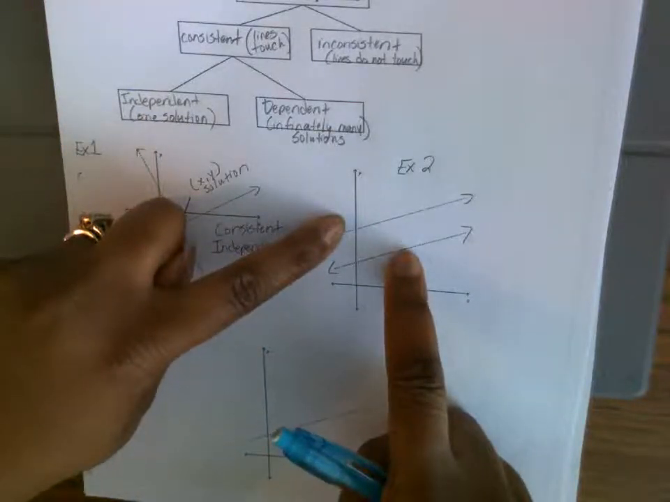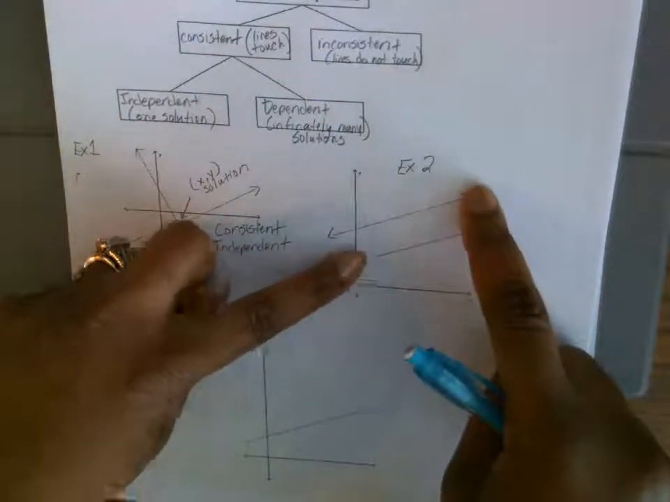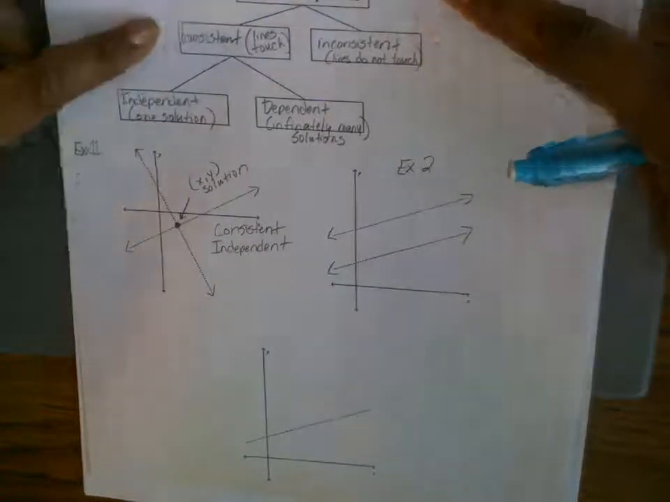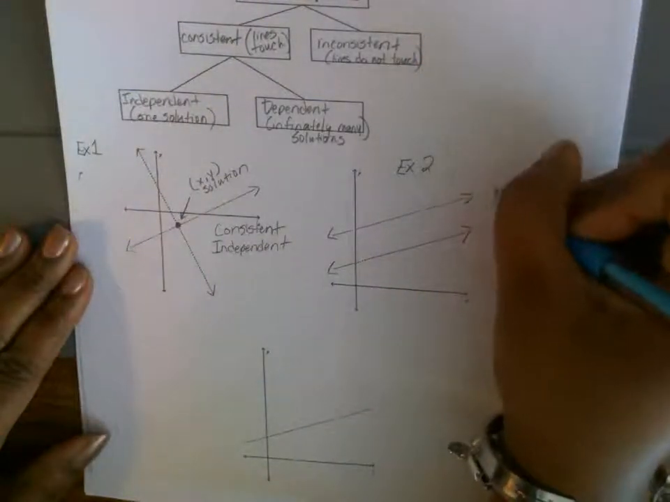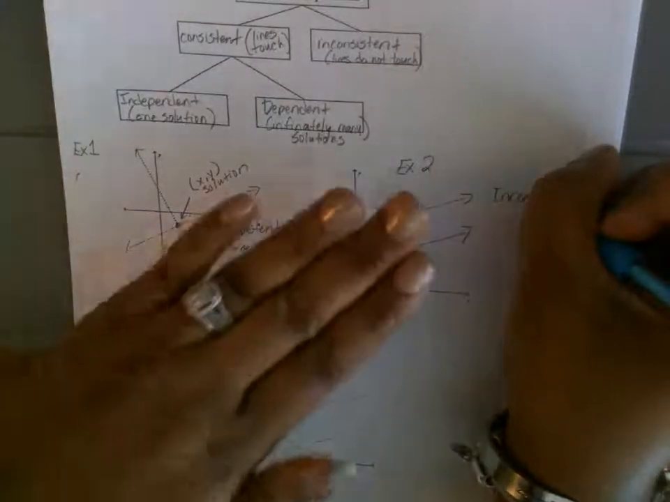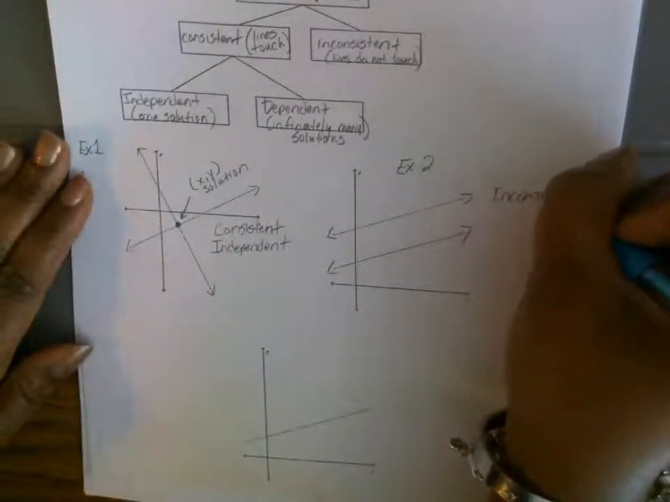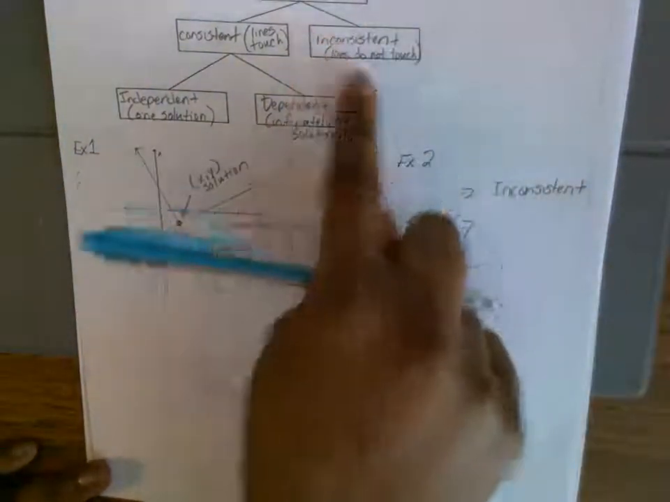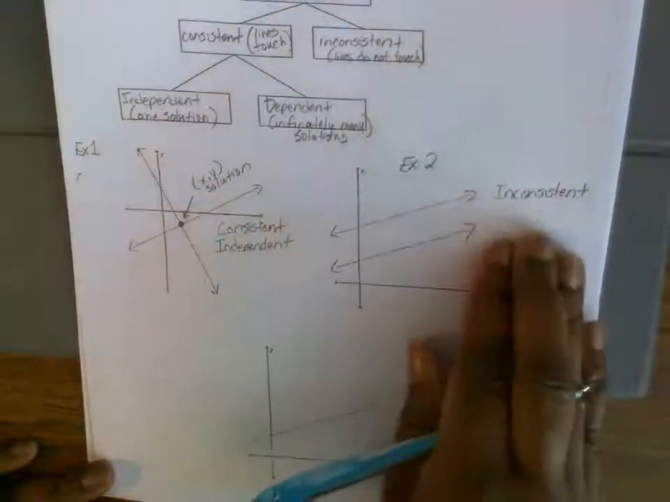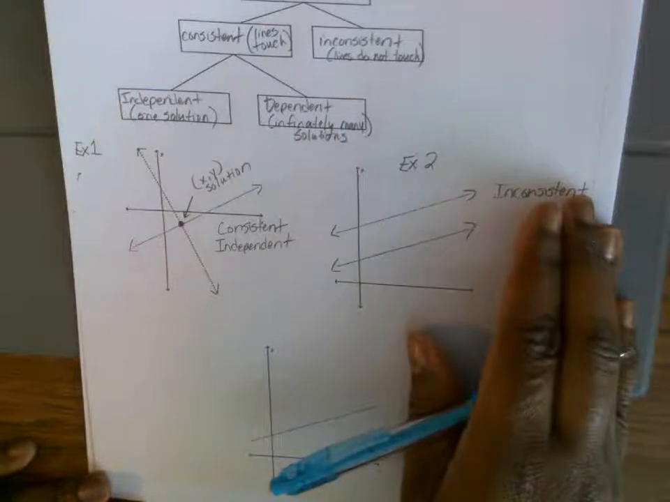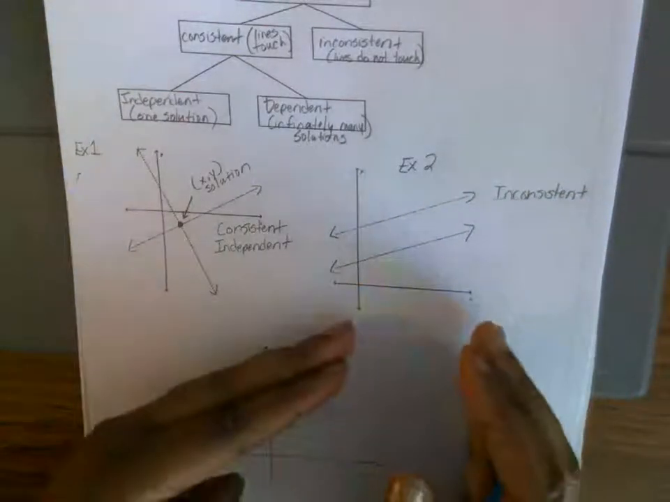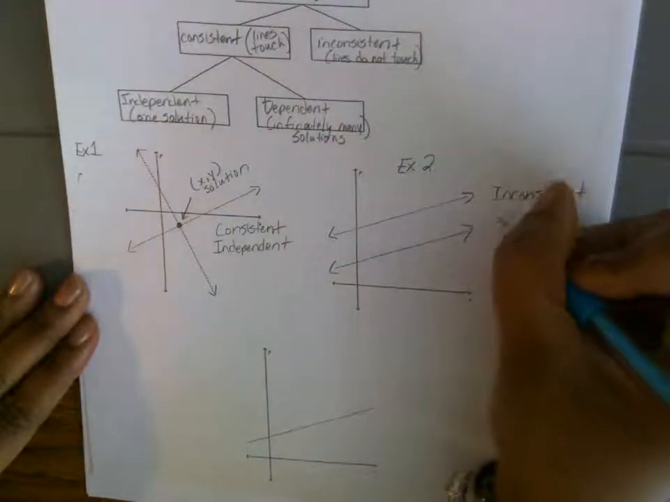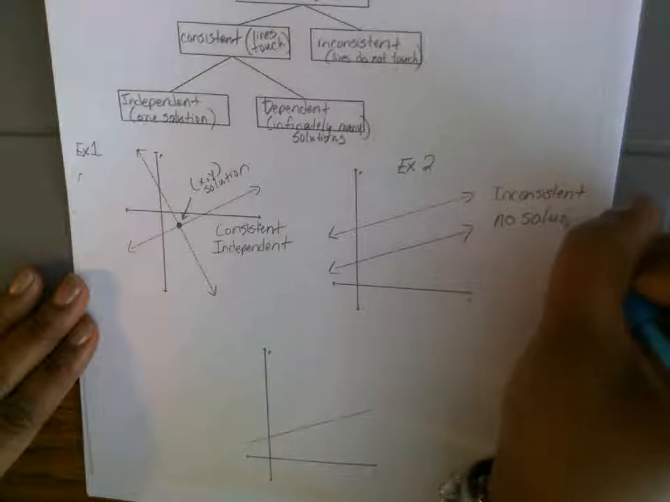Okay, they're parallel. Because they don't touch, are they consistent or inconsistent? Very good. They are inconsistent. So the vocabulary word that we use to describe this system is inconsistent. Since it is inconsistent, there's no other vocabulary word to describe this. If it asks for the solution, it's no solution because it does not share any points. That's the answer to this.